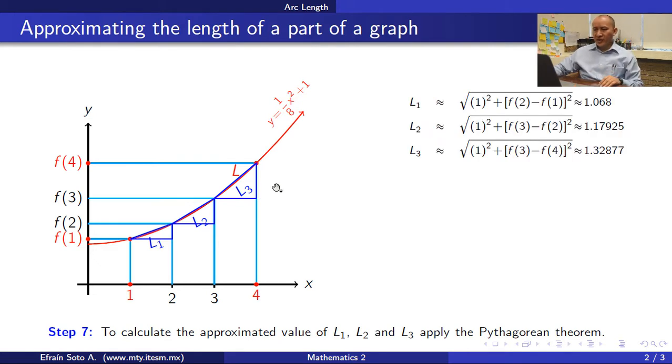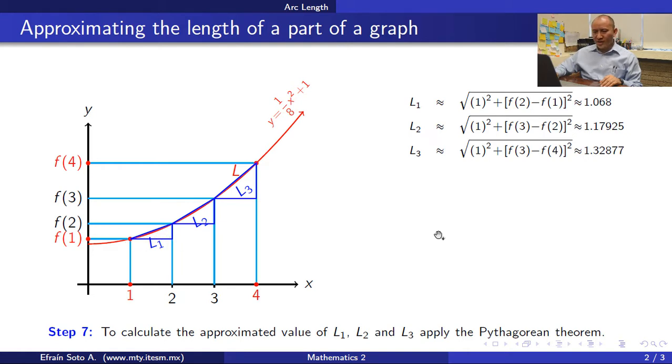And in order to calculate this length, we have the formula and the endpoints of each segment of each cathetus. So we use the Pythagorean theorem, and we get the approximated values of L sub 1, L sub 2, and L sub 3. And this is approximate because the graph of the function is not a straight line. We are using the fact that they are quite similar. They look about the same.